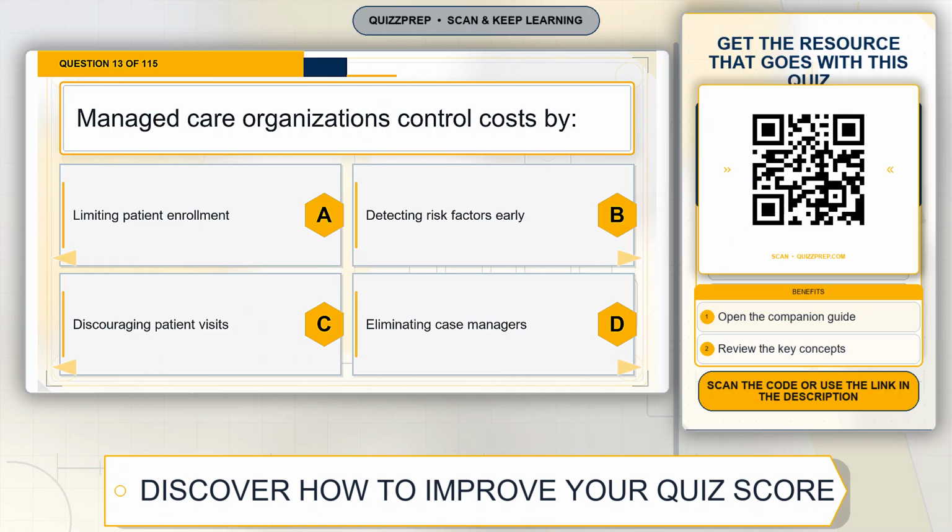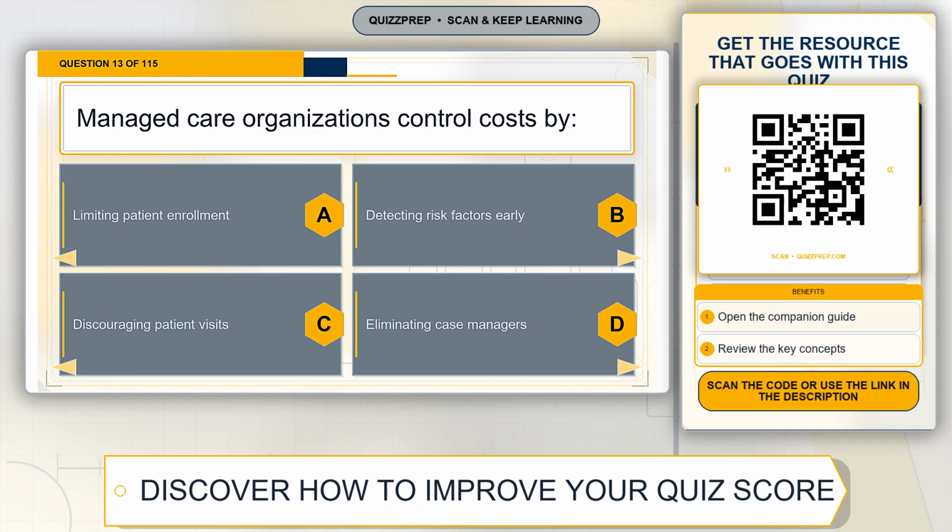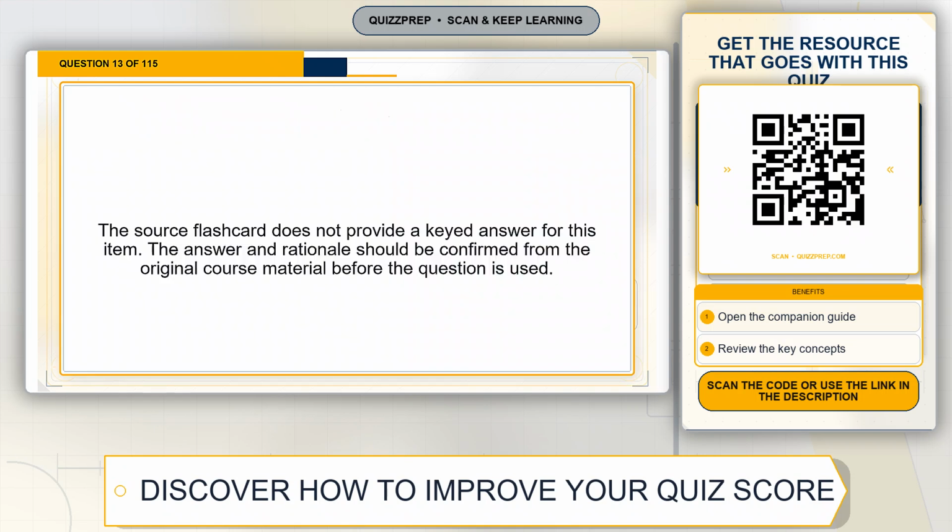structures. Question 13. Managed care organizations control costs by: Option A, limiting patient enrollment. Option B, detecting risk factors early. Option C, discouraging patient visits. Option D, eliminating case managers. The correct answer is now shown. Explanation: the source flashcard does not provide a keyed answer for this item. The answer and rationale should be confirmed from the original course material before the question is used.